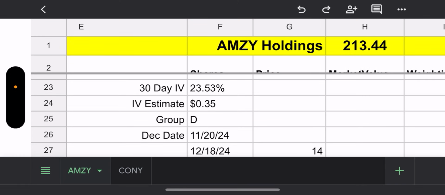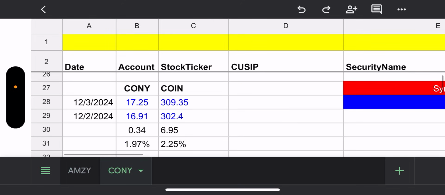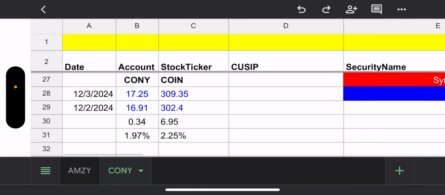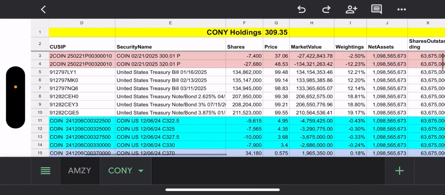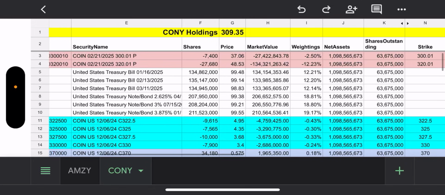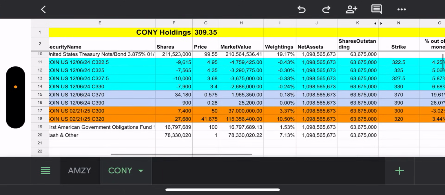Okay, let's go to CONY. All right, so here's Coin. Coin went up. Oh my God, it went up 2.25%. CONY went up 1.97%. Okay, what do they got going on? Oh my God, they got a lot. Coin is at 309.35. That's above their 300 synthetic. It's below their 320 synthetic. So again, they got two synthetics. We'll see how this fares. They both expire on February 21st of next year.